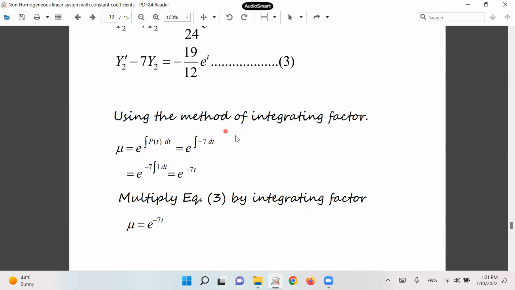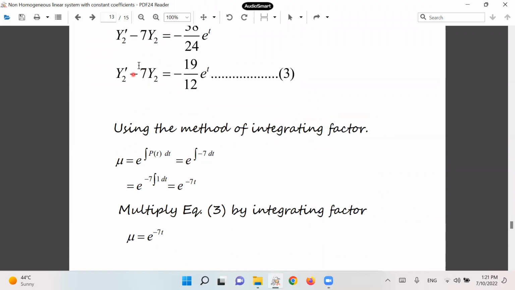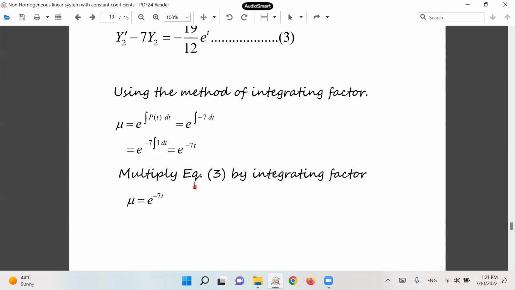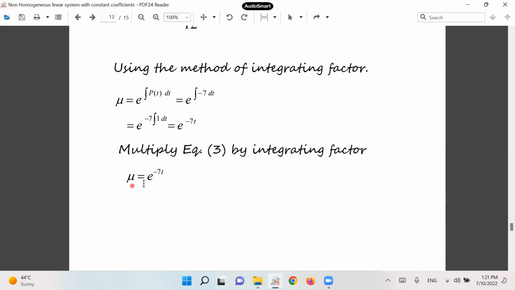Now we have to use the method of integrating factor, where this coefficient is called p, and take its integration, that is minus 7's integration. It is a constant, so it will be taken out. The integration of 1 dt will be t. So the integrating factor we get here will be mu equals e power minus 7t.